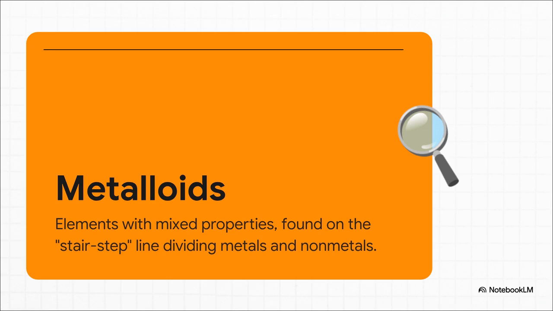So what about the border between these 2 massive regions? Aha, that's where things get interesting. That's where we find the metalloids. They live right on this zigzaggy stair-step line that divides the metals and nonmetals, and they have this really fascinating mix of properties. A metalloid might be shiny like a metal, but brittle like a nonmetal. They're basically the hybrids of the elemental world.